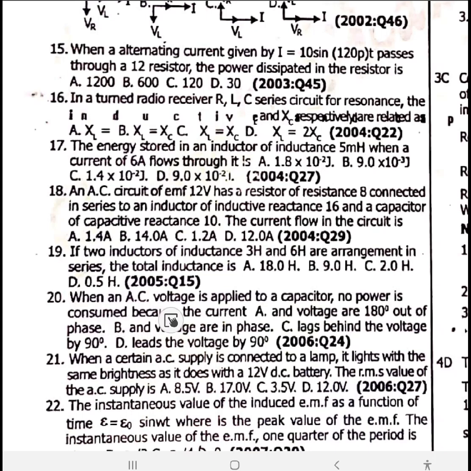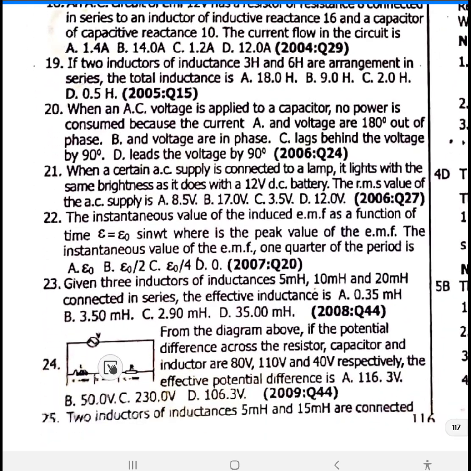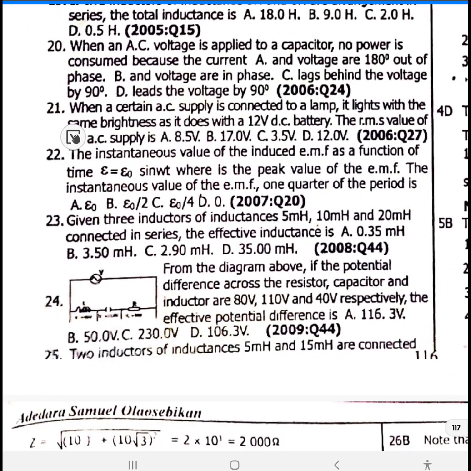When AC voltage is applied to a capacitor, no power is consumed because the current leads the voltage by 90 degrees. Option D. The current leads the voltage by 90 degrees.